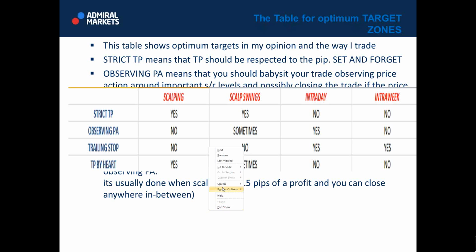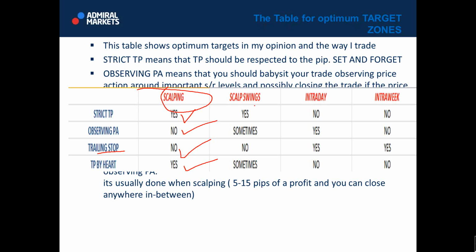So again, this is a table which you should take a snapshot of. Strict target price for scalping: allowed. Observing price action: not allowed when you scalp, because you take 5 to 10 pips profit. Trailing stop: no, without. And TP by heart: yes. Now, obviously, this is for traders who do not know how to turn a scalp into a scalp swing into intraday positioning. For you who know how to do that, you can use a trailing stop even when you scalp.